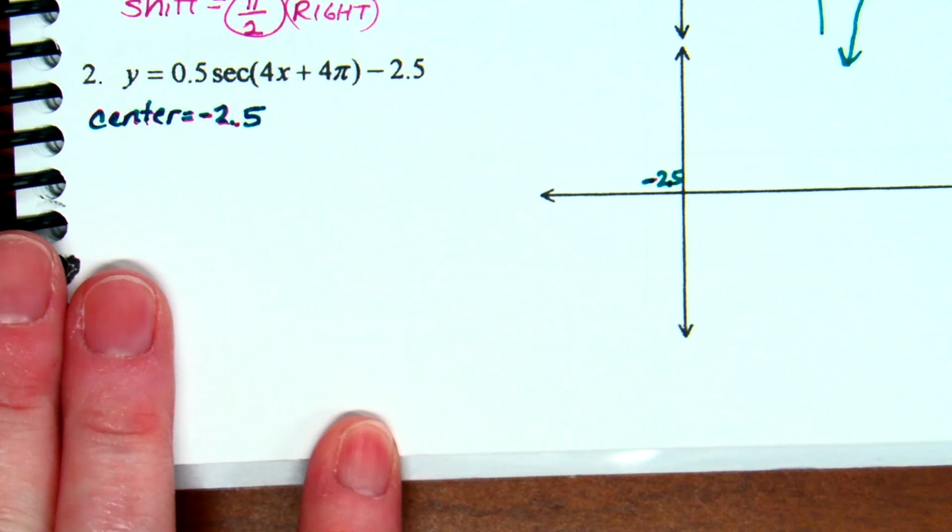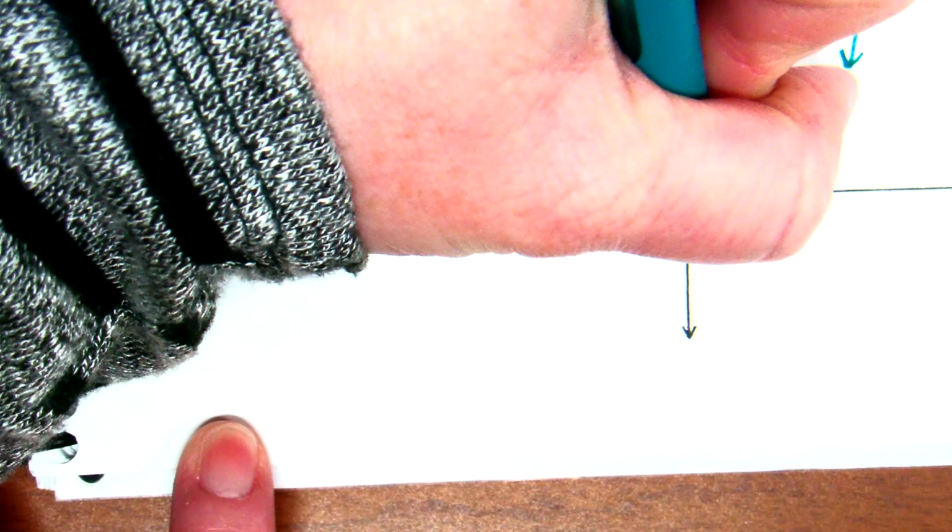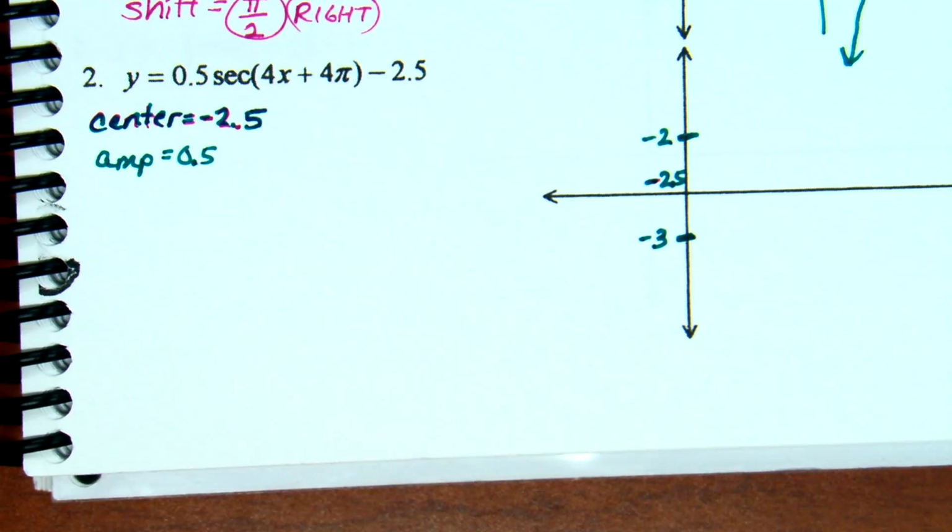Amplitude is 0.5. What does an amplitude of 0.5 mean? Okay, up and down, 0.5. What is up 0.5 from negative 2.5? And what is down 0.5 from negative 2.5? Negative 3. So my y-axis is labeled negative 2 to negative 3.